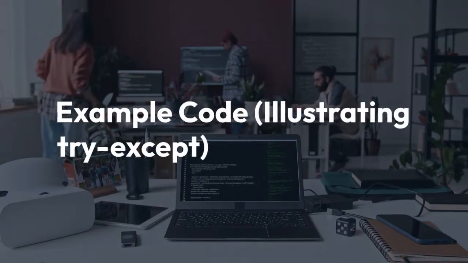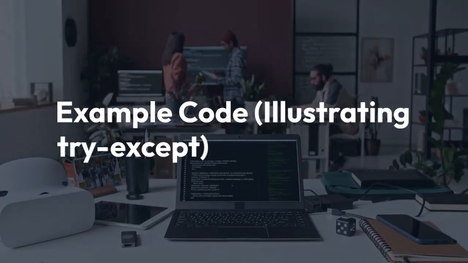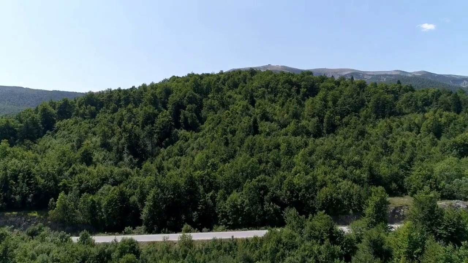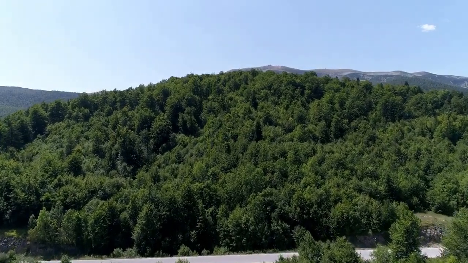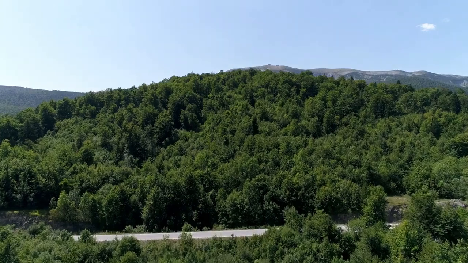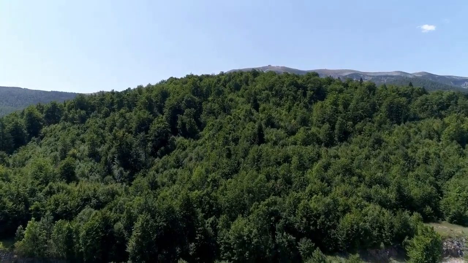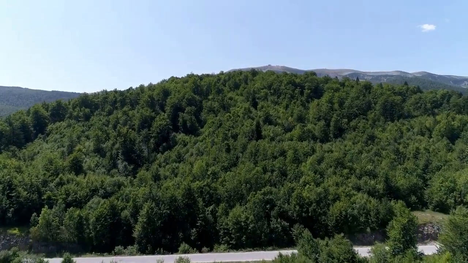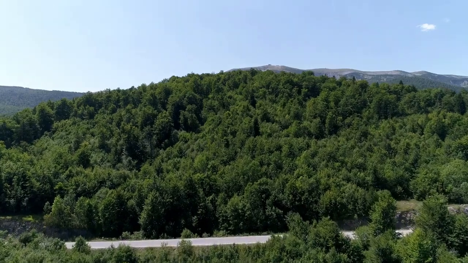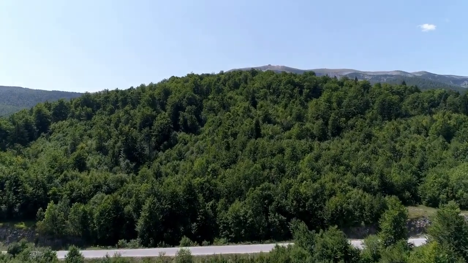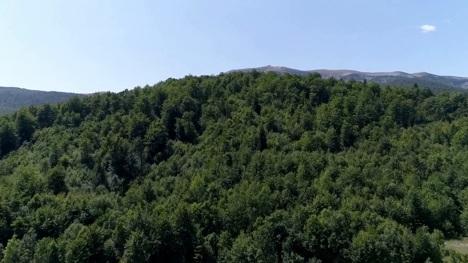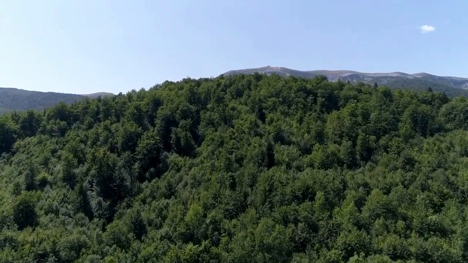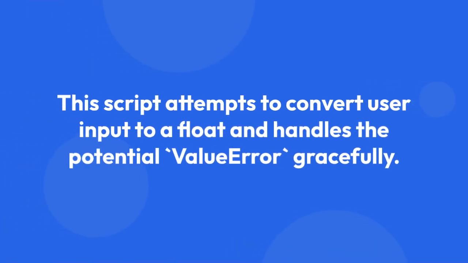4. Example code. Illustrating try except. try: user_input = input("Enter a number: "); number = float(user_input); print("The number is", number); except ValueError: print("Invalid input. Please enter a valid number.") This script attempts to convert user input to a float and handles the potential ValueError gracefully.